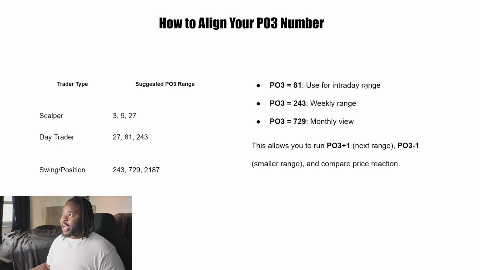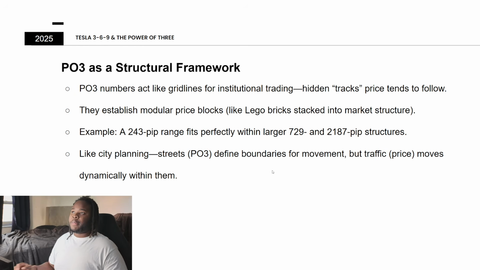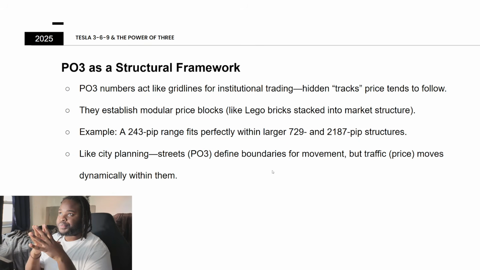Again, for your intraday range, your 81, your weekly range for 243, monthly view 729, and this is kind of what I was talking about. This allows you to run PO3 plus one, the next range, from the 243 to the 729. This is plus one. PO3 will give you the view on what's happening.